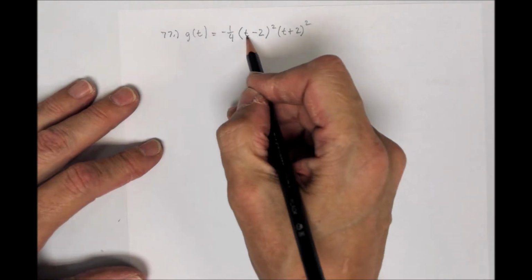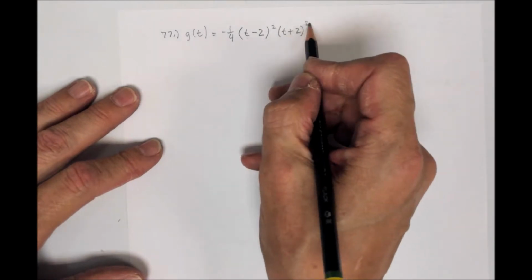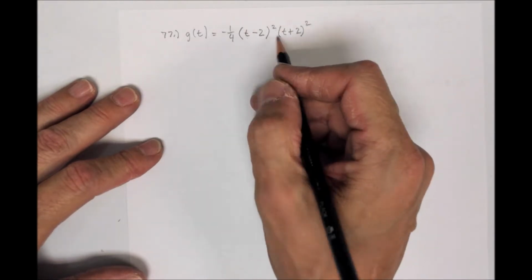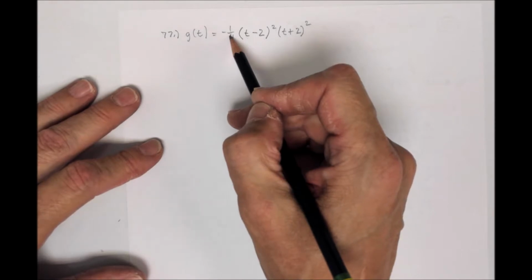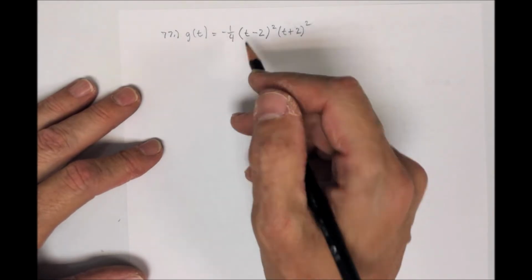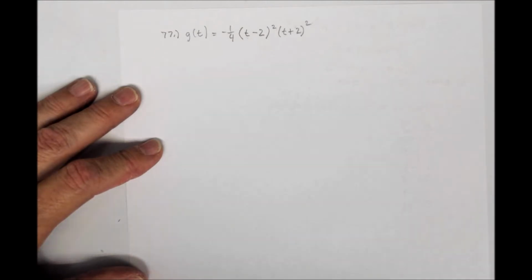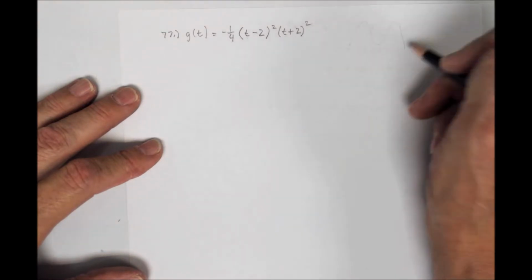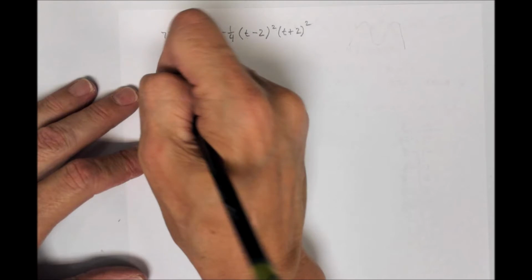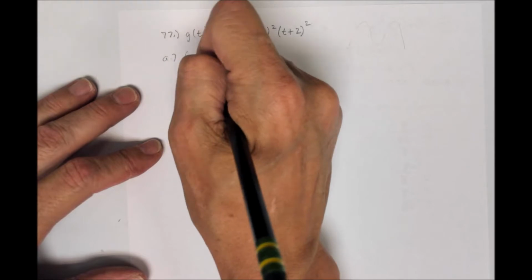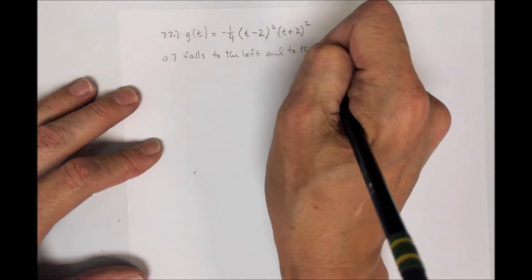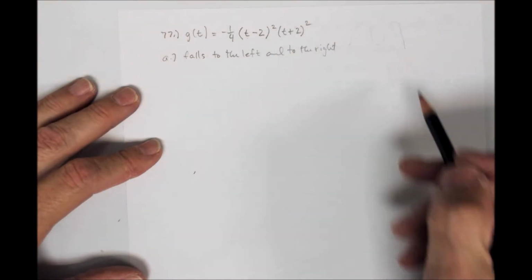See how this t is being squared and this t is being squared? So t squared and a t squared, and when I multiply this out, I'm going to have a t to the fourth. So it's even degree, but a negative lead coefficient. Okay, and it's degree 4. So degree 4 typically looks like an M or a W, and since it's got a negative lead coefficient, it looks like an M. Okay, so this thing falls to the left and to the right. See, I'm using the lead coefficient to get that idea.